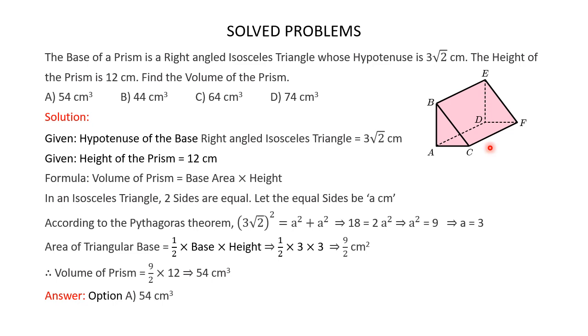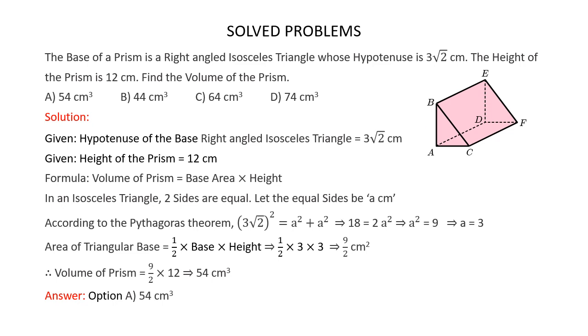Now look at this diagram of a prism. Here you can see that the base of this prism is a right-angled isosceles triangle. Here it's given that the hypotenuse of this right-angled isosceles triangle is 3 root 2 centimeters. Now in an isosceles triangle, the two sides are equal. Now let these two sides be equal to a. Now since this is a right-angled triangle, we can use the Pythagoras theorem to find out the value of the sides.